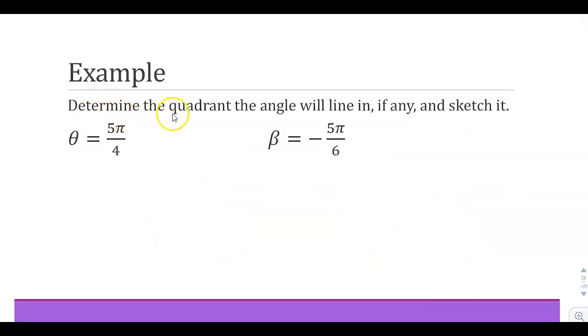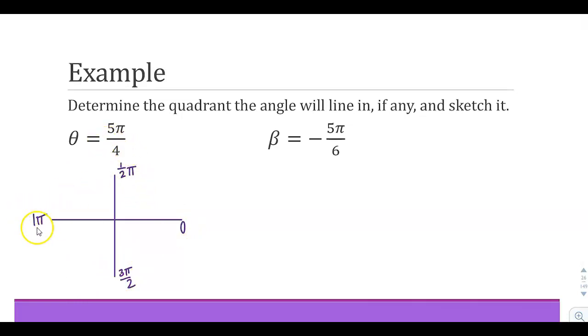So in these examples, we're going to determine the quadrant the angle will lie in, if any, and sketch it. So we have theta equals 5 pi over 4. We want to know, where is 5 pi over 4? In which quadrant? So I'm going to go ahead and start a sketch here. I'm going to remember the quadrantal angles. So I have 0, I have 1/2 pi, I have 1 pi, and I have 3 pi over 2. So it's kind of like remembering 0, 90, 180, 270, 360 in degrees.